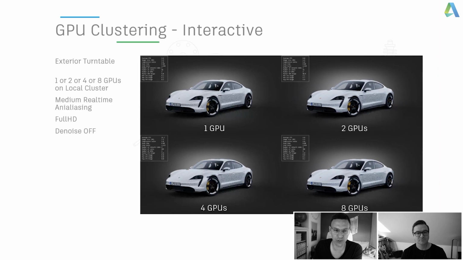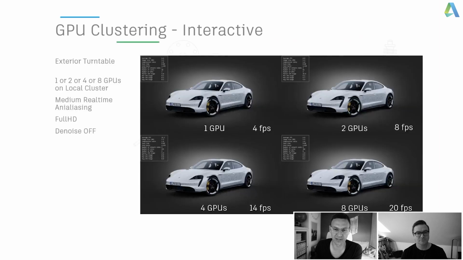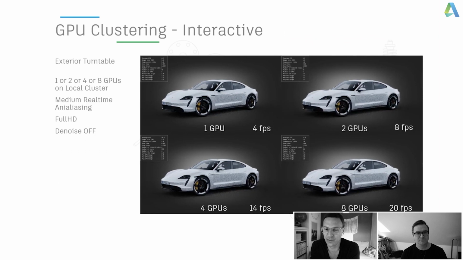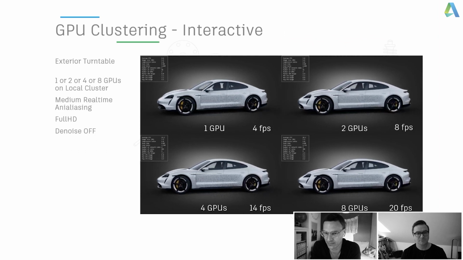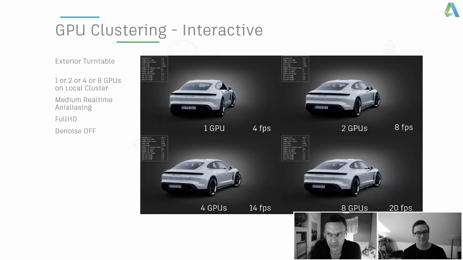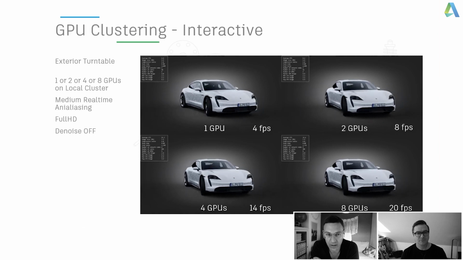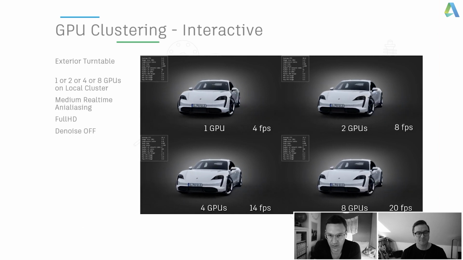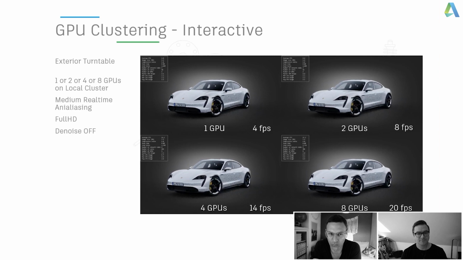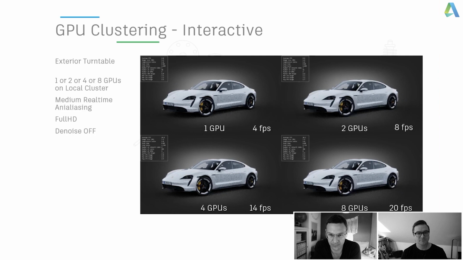So we did the same benchmark again, turned the denoiser off, and made the benchmark again. And in this scenario, we noticed that the 8 GPUs were significantly faster. We achieved 20 frames per second, so 25% more than with the denoiser. So if you're working with a denoiser, make sure that the denoiser is calculated on another computer.